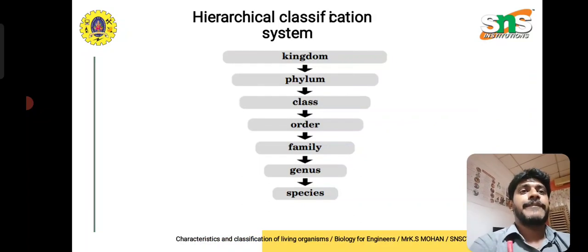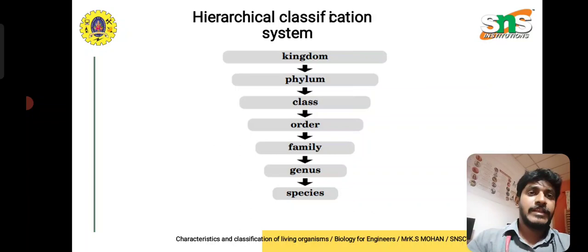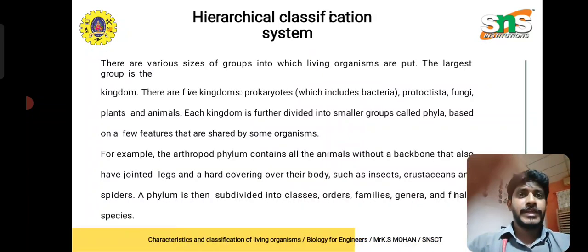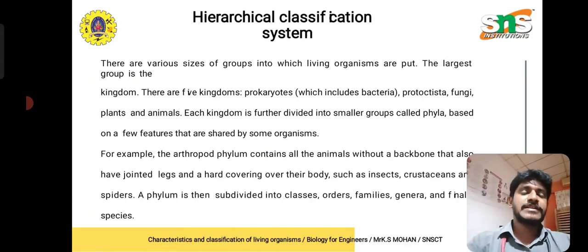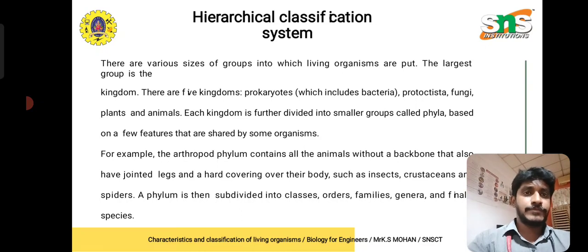So in the hierarchical classification system we have kingdom, phylum, class, order, family, genus and species. The largest group is the kingdom. There are 5 kingdoms: fungi, plants, animals and others. Each kingdom is further divided into smaller groups called phyla based on a few features shared by some organisms. For example, one phylum contains all the animals without a backbone.